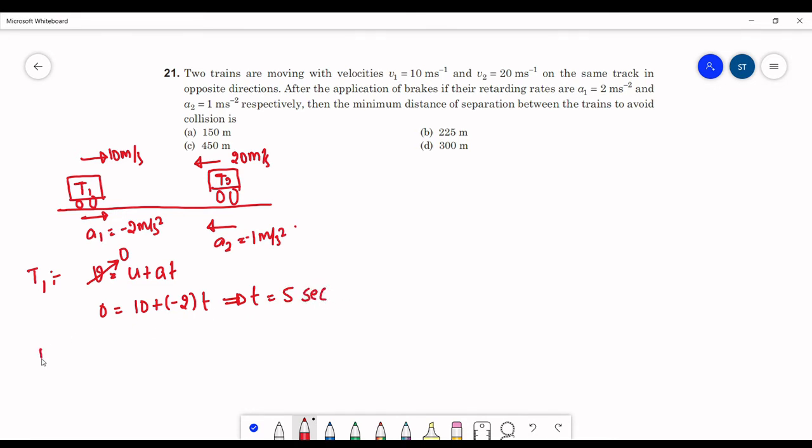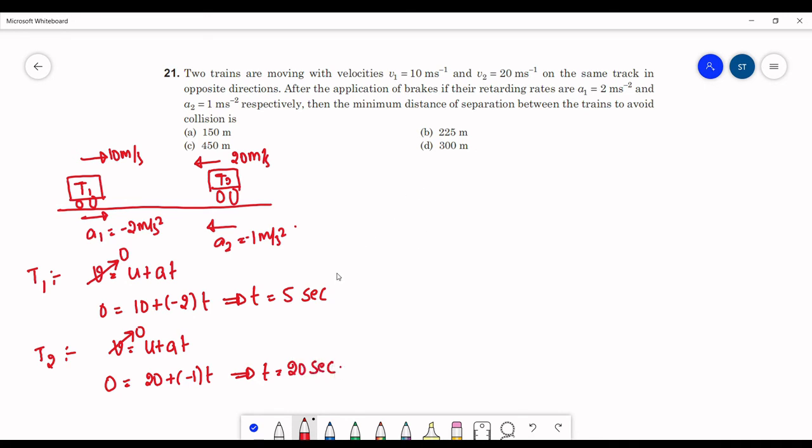For the second train, again apply the equation v equals u plus at. Finally it is going to come to rest. So here 0 equals 20 plus minus 1 into t. So here the time taken by the second train to come to rest is 20 seconds.